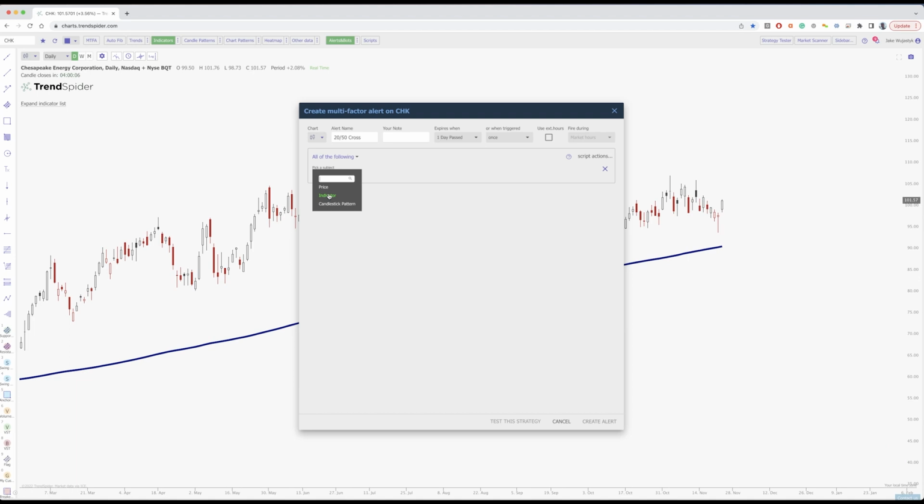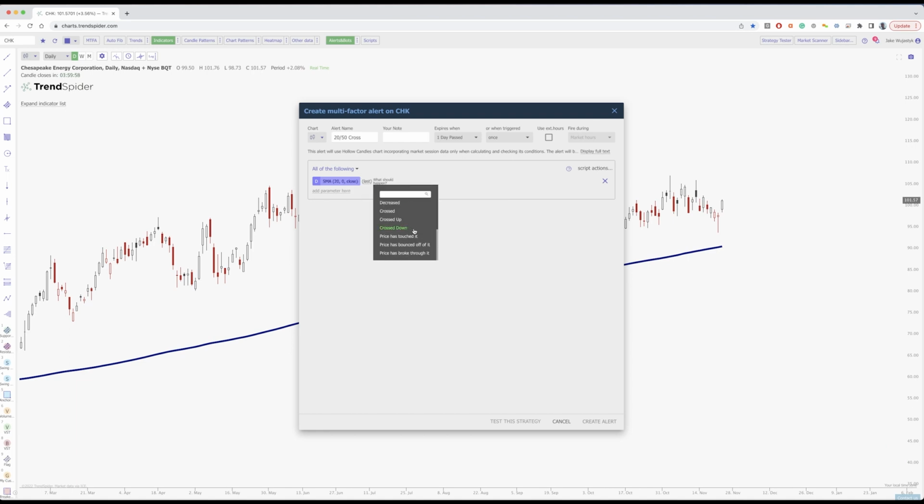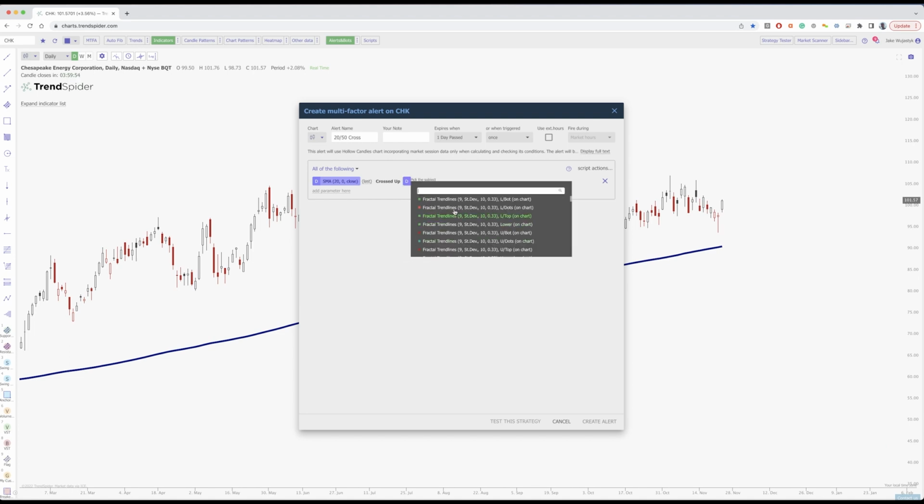So in this case, click indicator. You choose the daily for the time frame. I'm just going to type in 20 for this, the SMA 20. I want to know when it crosses up through the daily SMA 50.